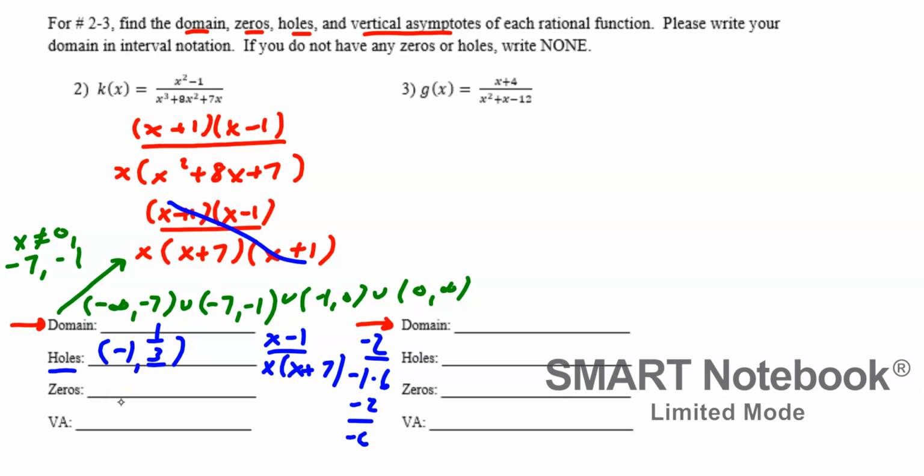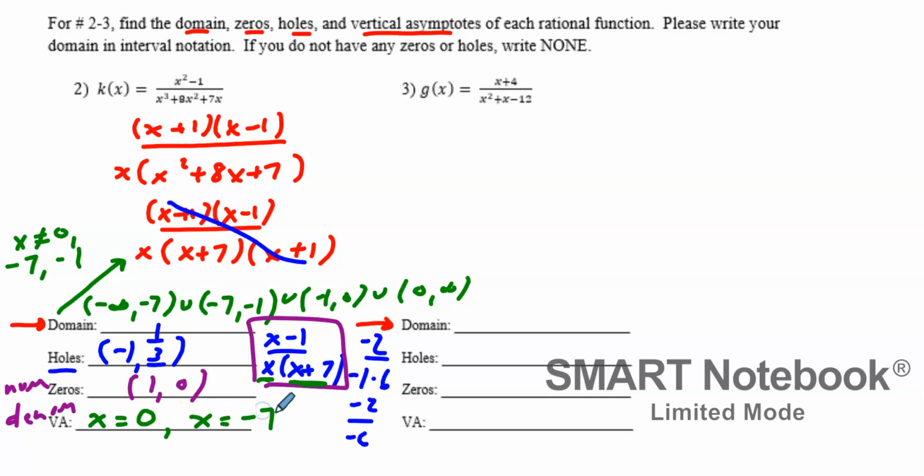My zeros are what's left over in the reduced version. And again, the reduced version of this polynomial is this piece right here. The zeros is what's left in the numerator, and the vertical asymptotes is what's left in your denominator. So my zeros, my factor in the top is x minus 1, which means my zero is positive 1 comma 0. My vertical asymptotes, this time there are 2 because we have 2 factors left in the denominator. X equals 0 is a line you can't cross, and x equals negative 7 is a line you can't cross.